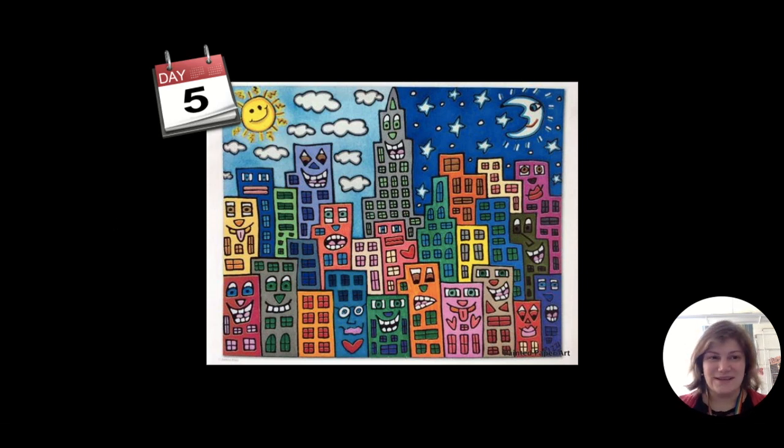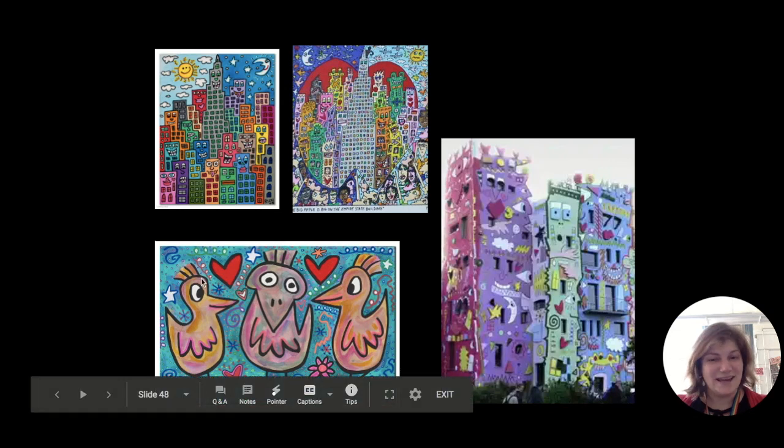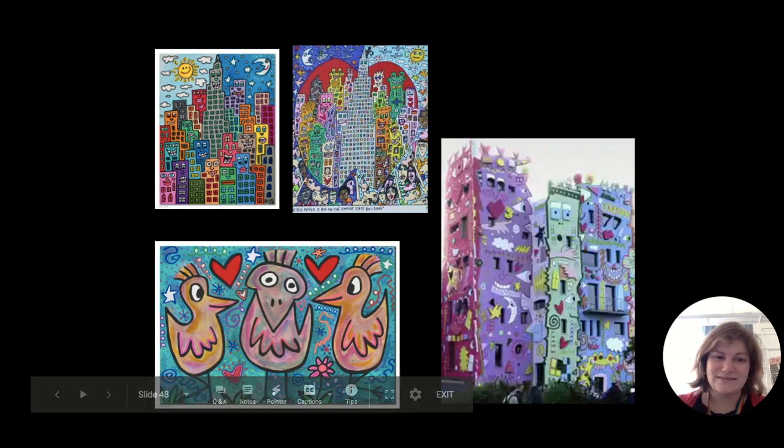But James Rizzi also makes other kinds of artwork. Here are some of his other famous artworks. He's really well known for creating these artworks that showcase different cities, especially New York. He also is well known for making these animals. What do you notice that's similar about his animals and his buildings?